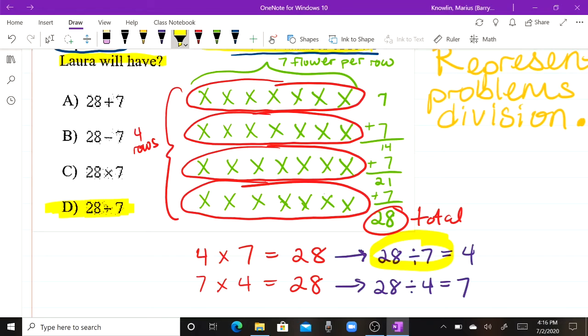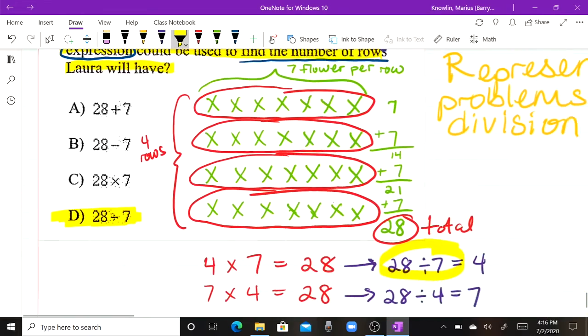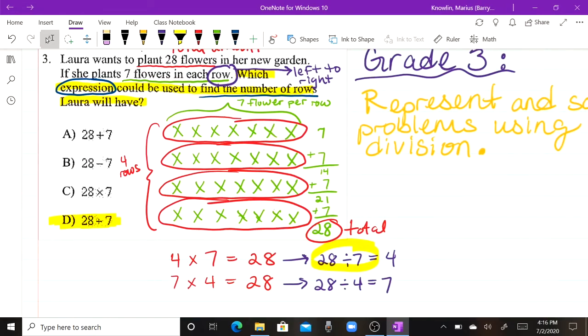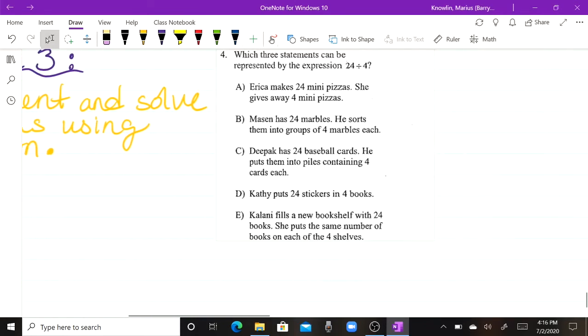That is definitely a division sign. I know it looks like a minus, but there's 2 dots there if you can really see them, okay? All right, so that's how we would go about using representation to represent and solve a problem using division. Okay, let's take a look at another problem like that.